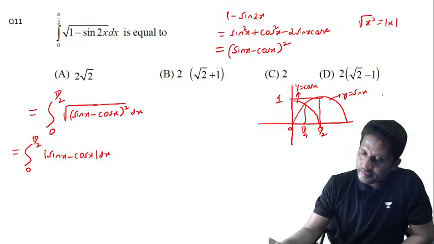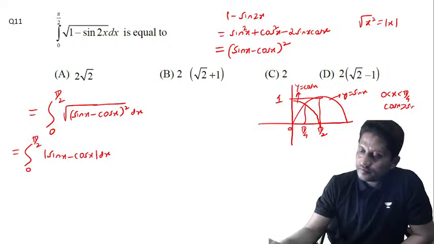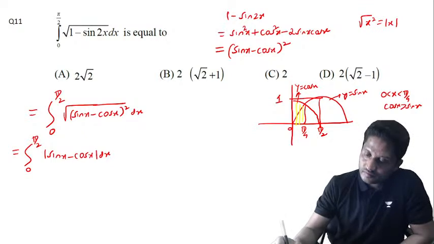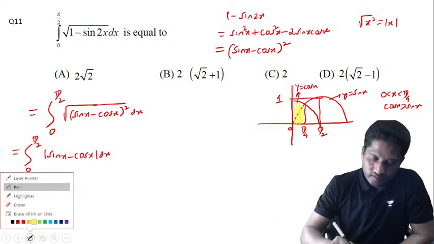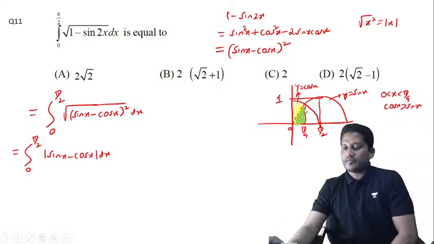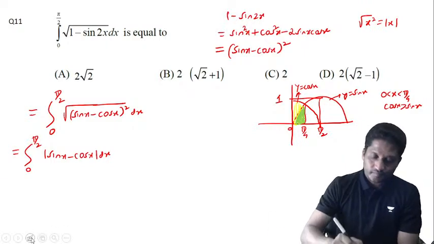Right, so between 0 and 45, cos is more than sin. You can see the graph. 0 to 45, cos is more than sin, meaning cos is full. Sin is only this shaded part. Sin is only this, cos is more. So 0 to 45, cos is more than sin.